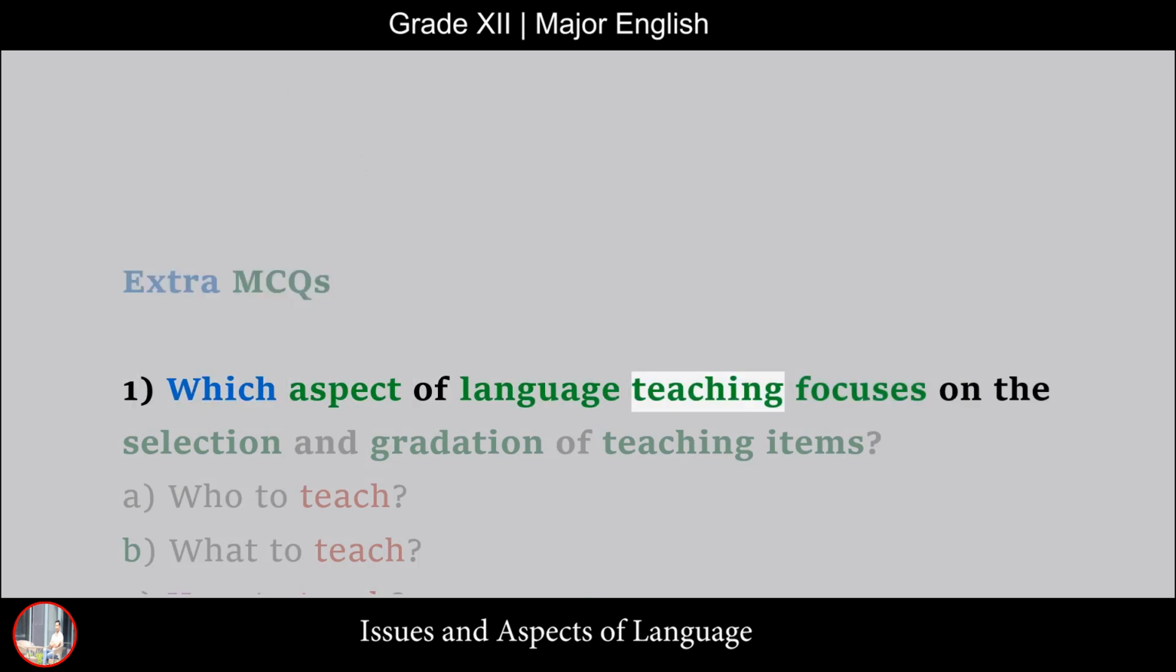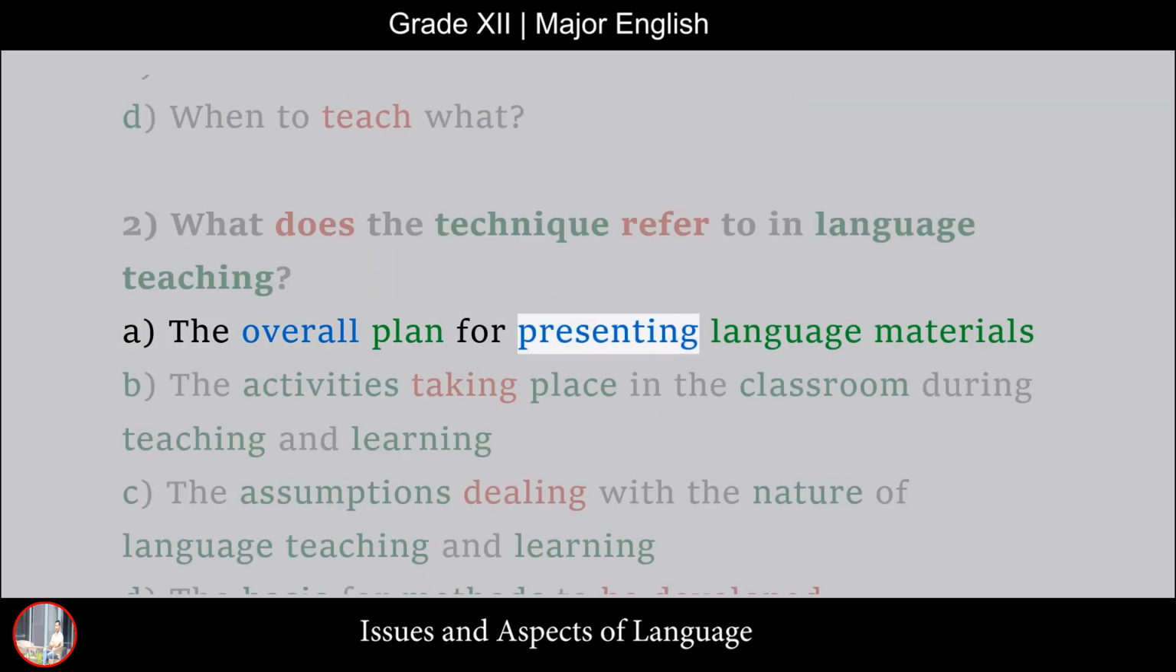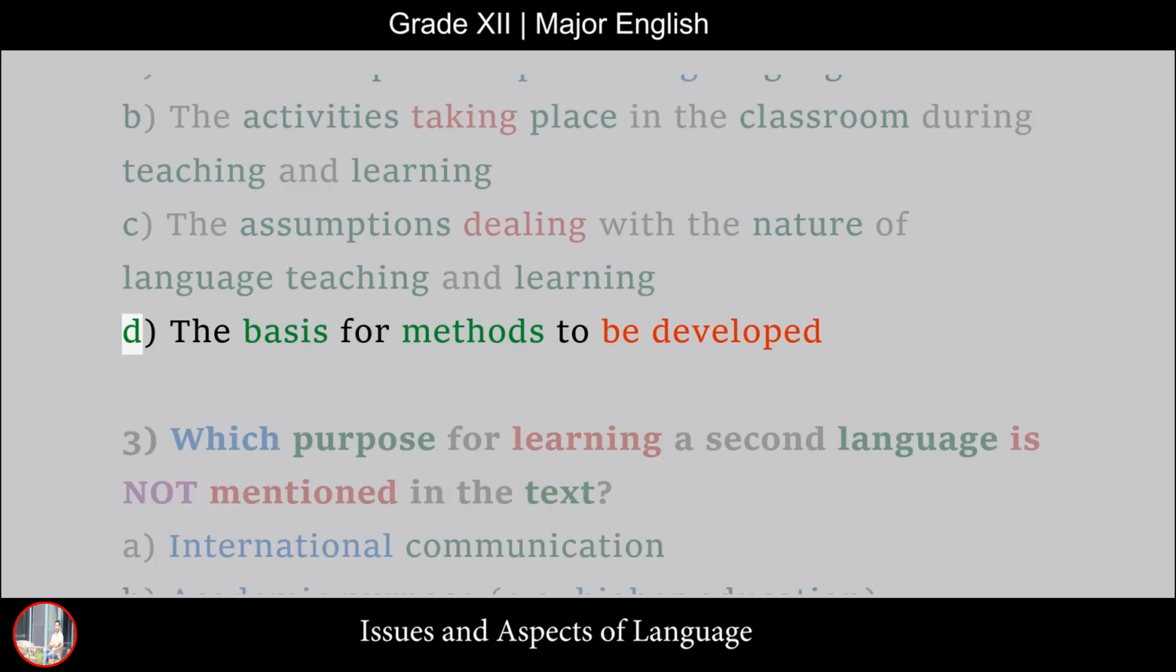Extra MCQs. 1. Which aspect of language teaching focuses on the selection and gradation of teaching items? A. Who to teach. B. What to teach. C. How to teach. D. When to teach what. 2. What does the technique refer to in language teaching? A. The overall plan for presenting language materials. B. The activities taking place in the classroom during teaching and learning. C. The assumptions dealing with the nature of language teaching and learning. D. The basis for methods to be developed.